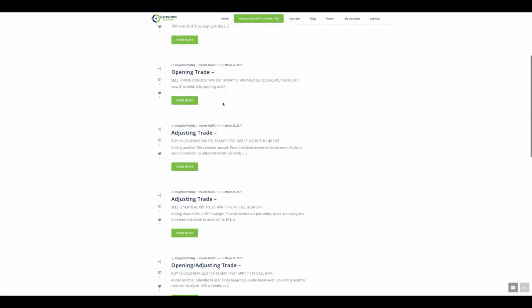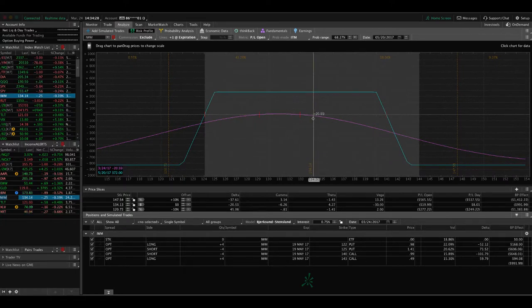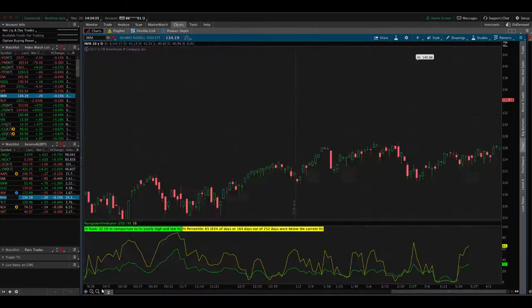Next trade was in IWM. Implied volatility at that point jumped up to 62. So we sold an iron condor. Not much movement has happened since then. So we're just down a couple bucks on the trade, still very centered. So we'll continue to watch IWM.